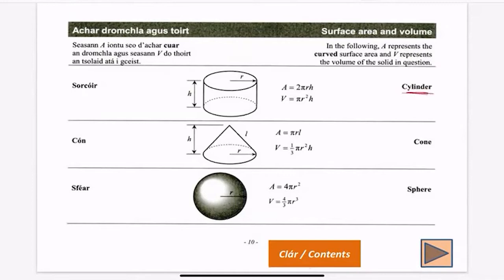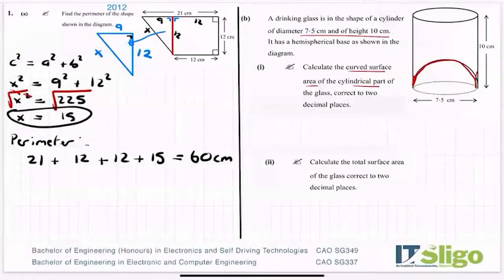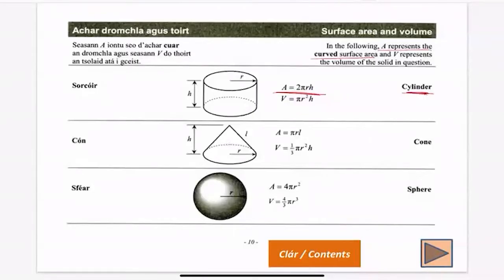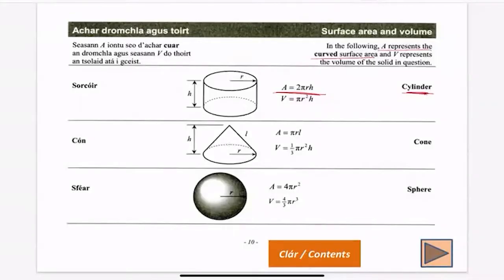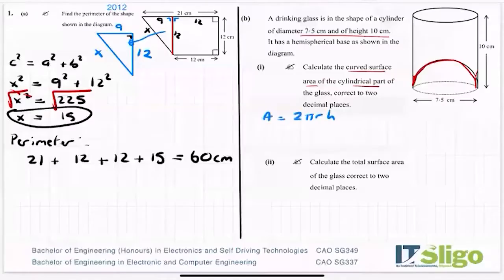You go to your shape, it's a cylinder in this case, except it's looking for curved surface area. So A represents the curved surface area. You can see for a cylinder, curved surface area A is equal to 2 pi r h, where r is the radius, you can see it here, and h is the height of the cylinder.